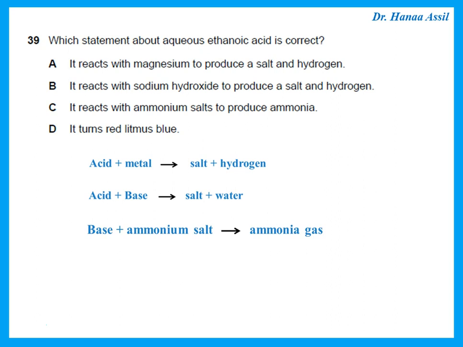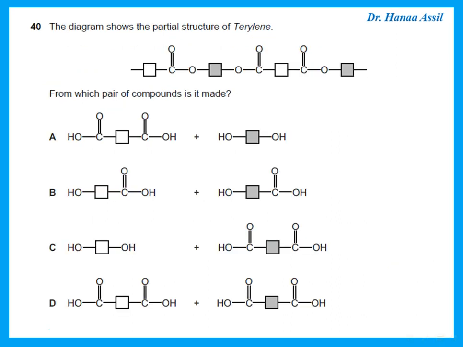It reacts with ammonium salts to produce ammonia. Which substance reacts with ammonium to give ammonia? It's a base. We said to test for ammonium, we add sodium hydroxide, not an acid. So that is wrong. It turns red litmus to blue? No, of course not. It's an acid. It should turn blue to red. So my answer is the first one, reacts with magnesium to form salt and hydrogen. That is correct.